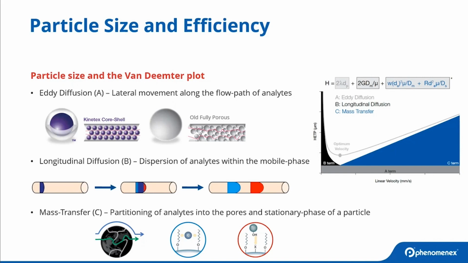This equation can be summed up with 3 primary terms, those being our eddy diffusion term, longitudinal diffusion, and finally, mass transfer. Colloquially, these are referred to as the A, B, and C terms. But now is where it's appropriate to delve into what each of these actually represent in terms of what is happening inside of your column.